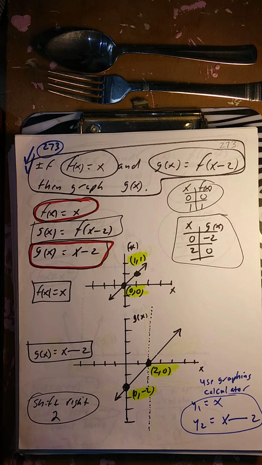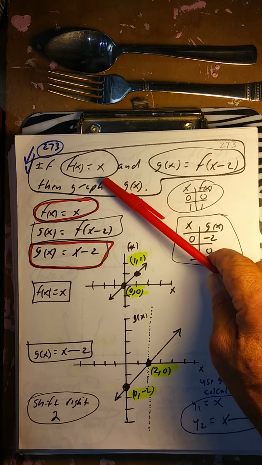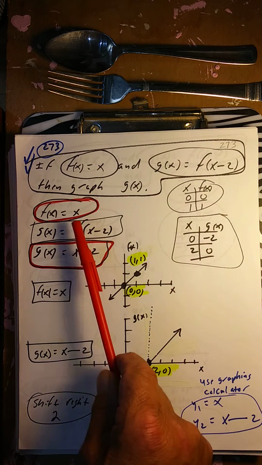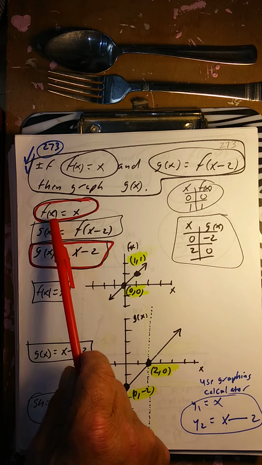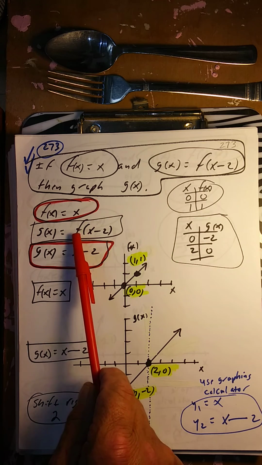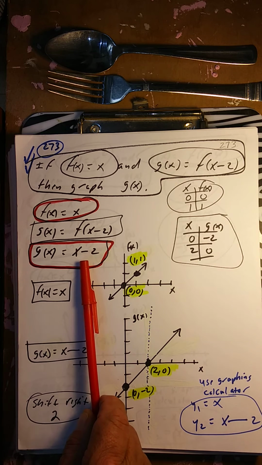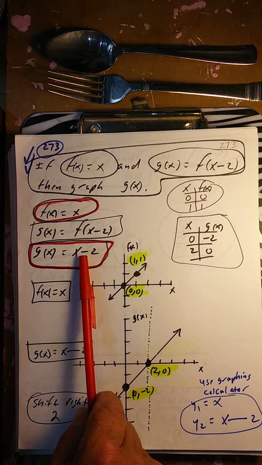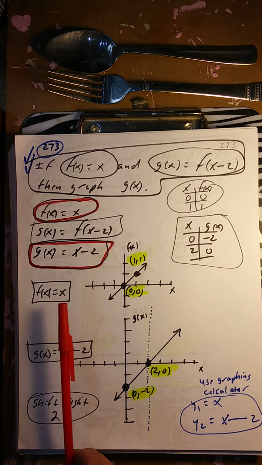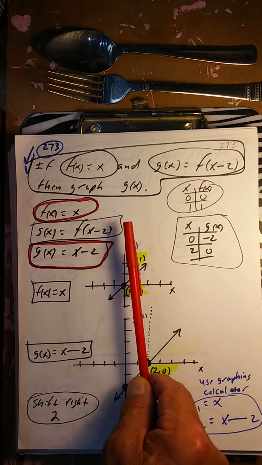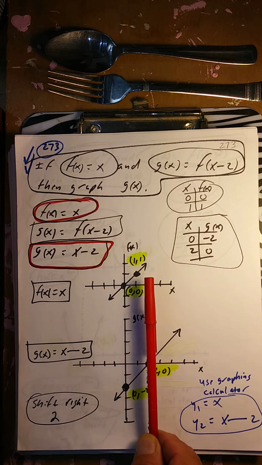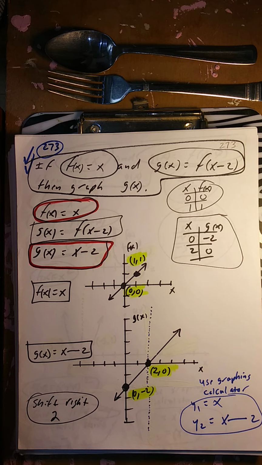Alright, this one. f of x is x. So what happens when you go f of x minus 2? Well, g of x equals f of x minus 2, which is x minus 2. So that means it's just going to shift the opposite of this. So the negative 2 is going to go positive 2. Here's the graph. This graph right here is going to be shifted this way 2 spaces. That's all it's going to do.